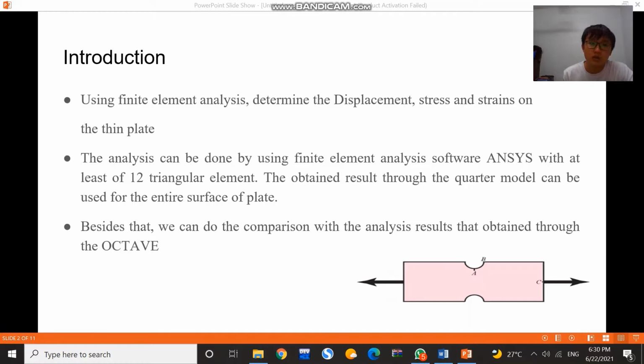In this group project, we need to use finite element analysis to determine the displacement, stress and strains on the thin plate. The analysis can be done by using finite element analysis software, with a list of 12 triangular elements, and the obtained results can be used for the entire surface of the plate. Besides that, we can also do a comparison with the analysis result obtained through Octave.